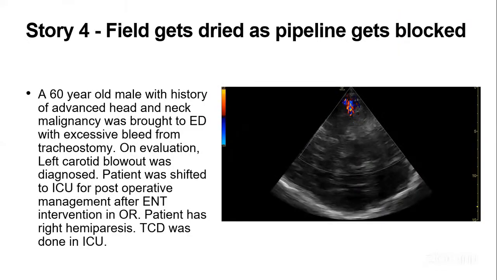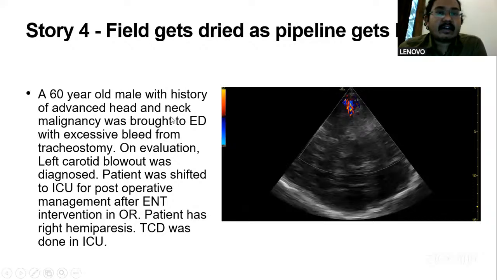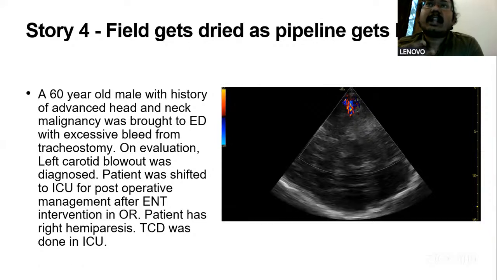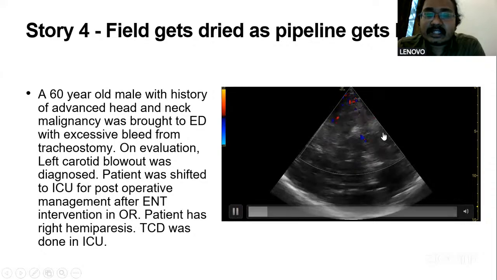So the next story, we have a stroke case. A 60-year-old male with a history of advanced head and neck malignancy was brought to the emergency department because there was an excessive bleed in the tracheostomy. There was a left carotid blowout, and the patient was immediately taken to the OR, and the ENT team managed it. During this process, the left carotid artery was manipulated, and then we found this in the post-operative period.